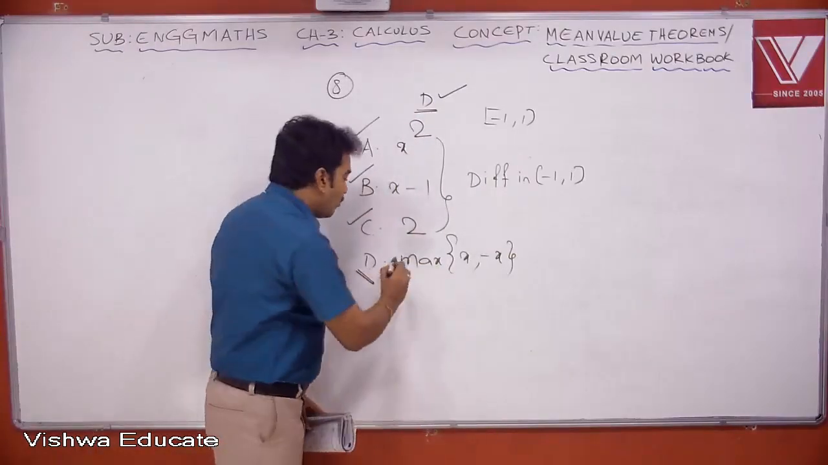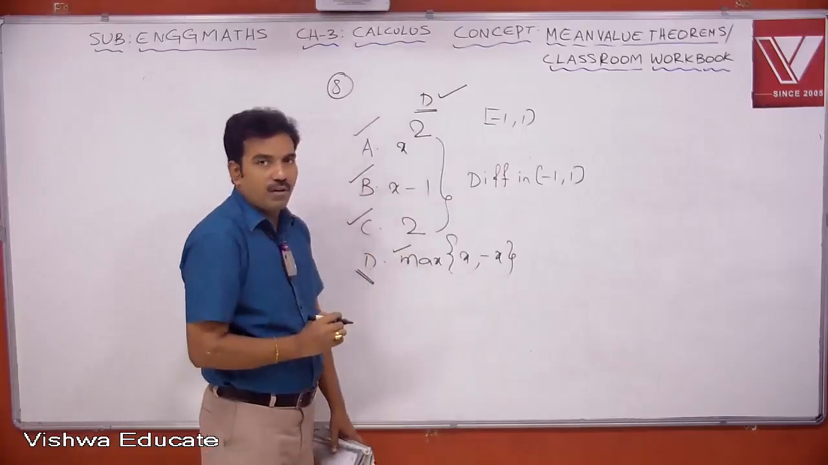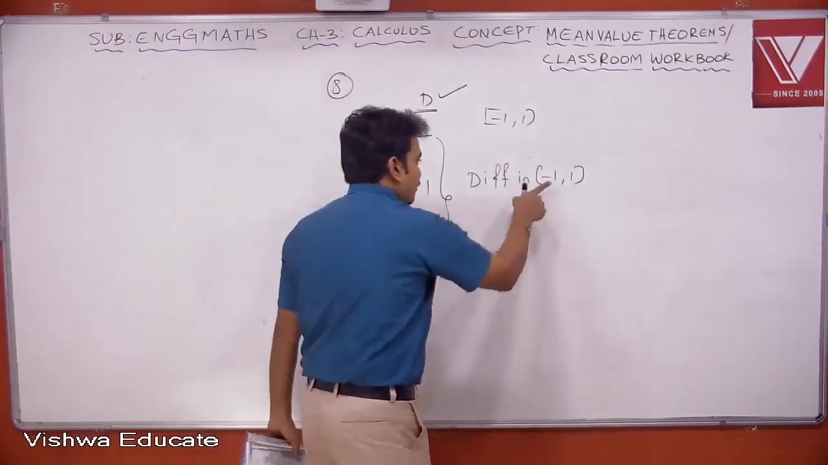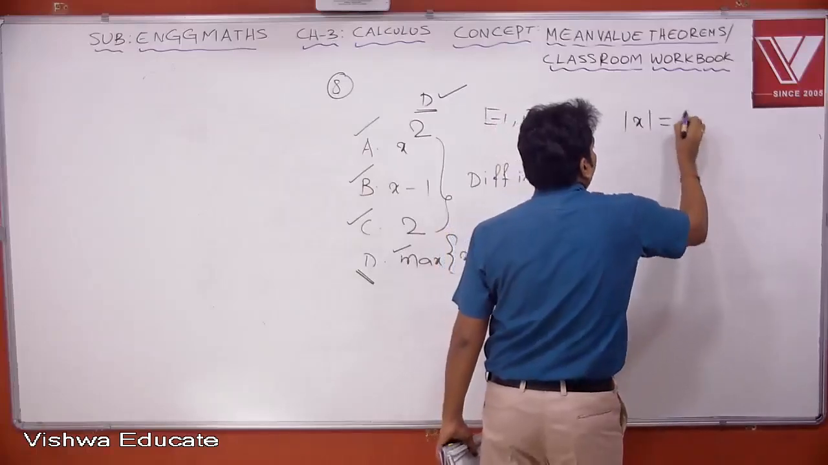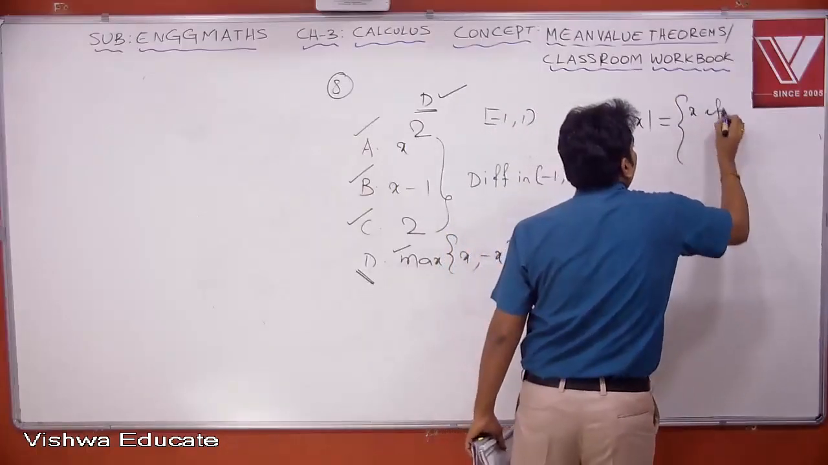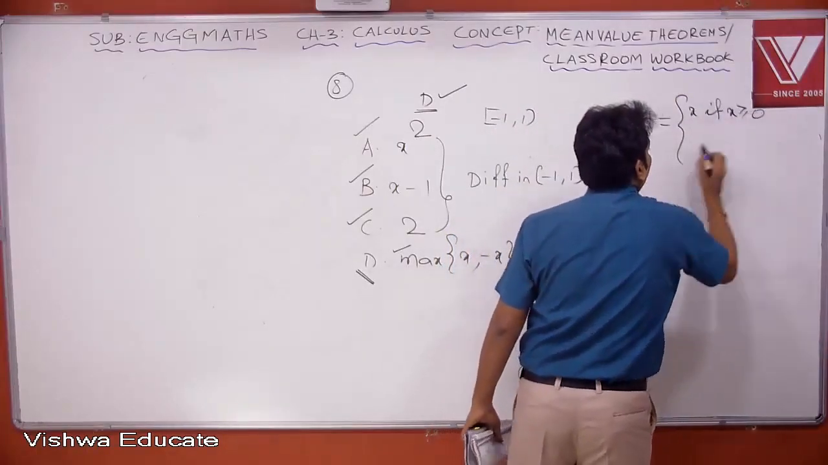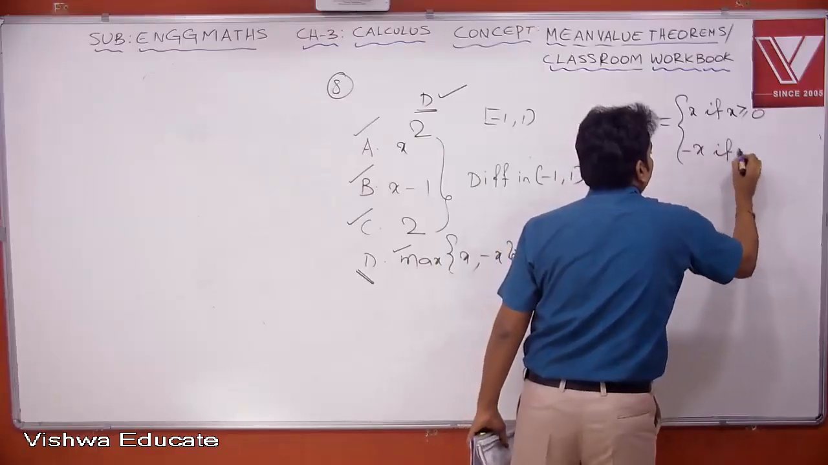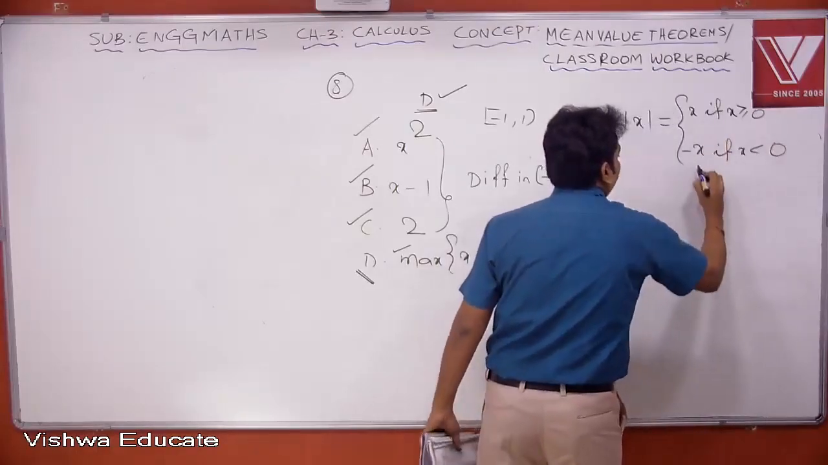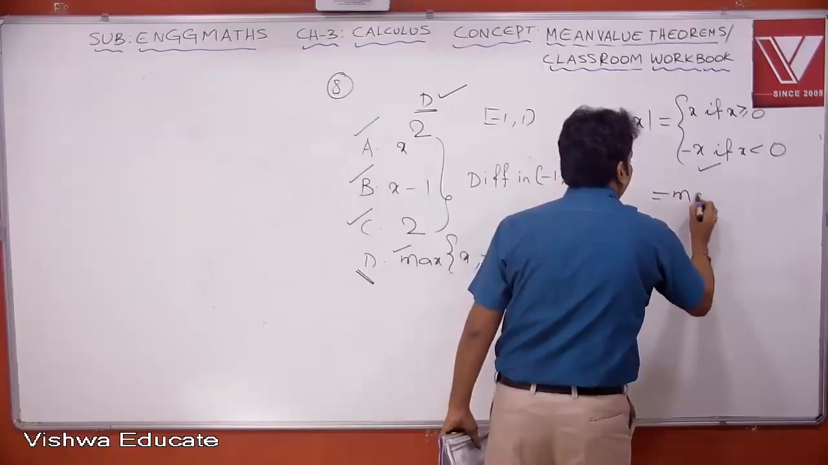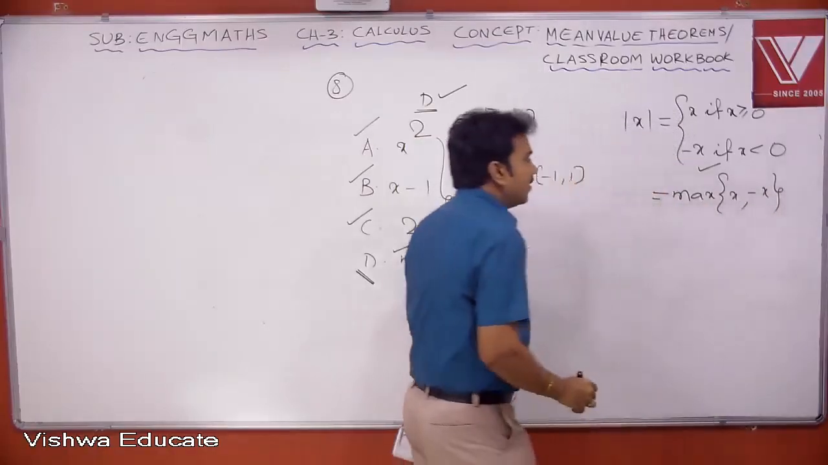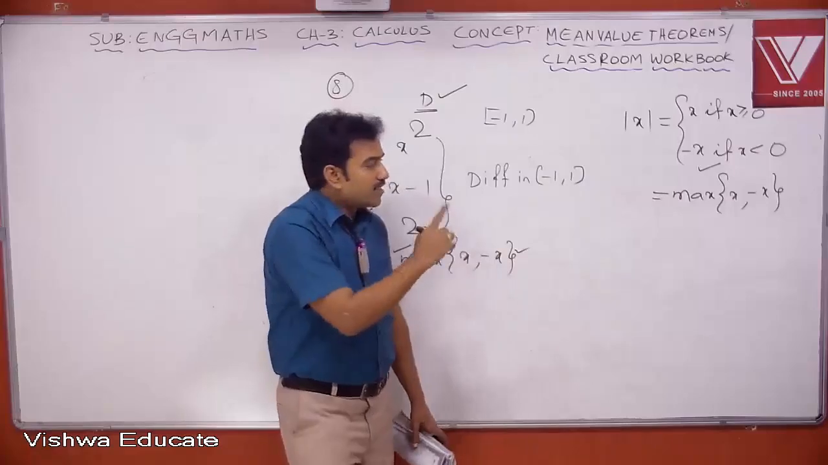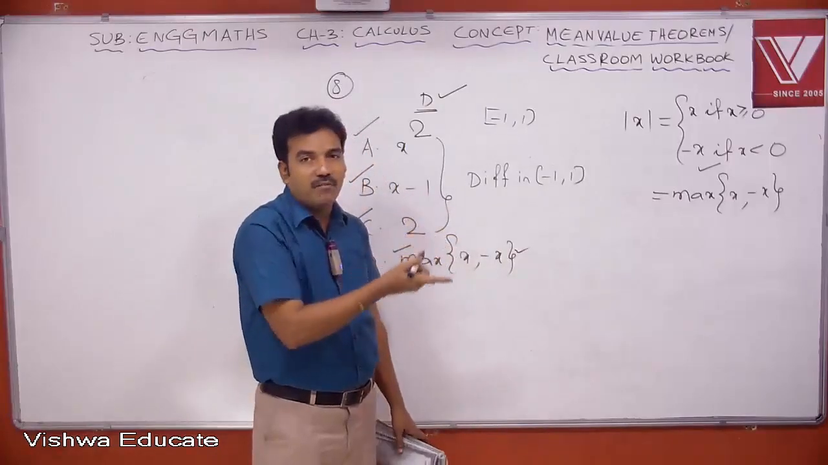But how is it not differentiable in closed interval -1 comma 1? Let us see. Here, what is modulus of x? This is x when x is non-negative, minus x if x is less than 0. Therefore, this overall function I can write as maximum of x comma minus x. Try to understand this. Mod x is also equivalent to maximum of x comma minus x.